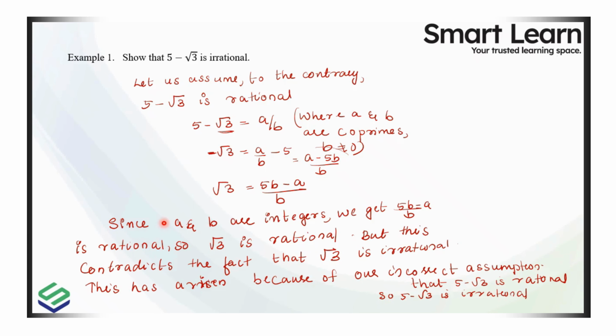Then we have to write some sentences. Since A and B are integers, we get 5B minus A by B is rational. So root 3 is rational. But we know that root 3 is irrational. So how will we write? But this contradicts the fact that root 3 is irrational. This arises because of our incorrect assumption that 5 minus root 3 is rational. So 5 minus root 3 is irrational.